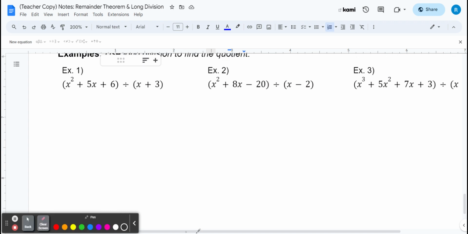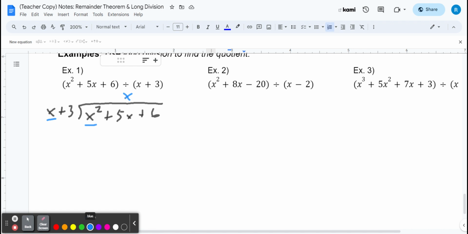So we set up our problem. We're going to put x squared plus 5x plus 6 on the bottom, and put x plus 3 on the side. That's our divisor, and our answer is going to show up top. So we focus on those first terms, x and x squared, and think, what times x gives me x squared? In this case, it is x.